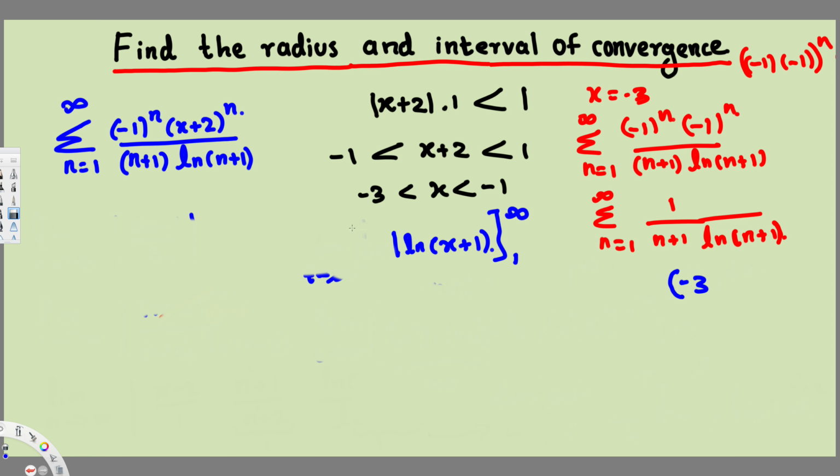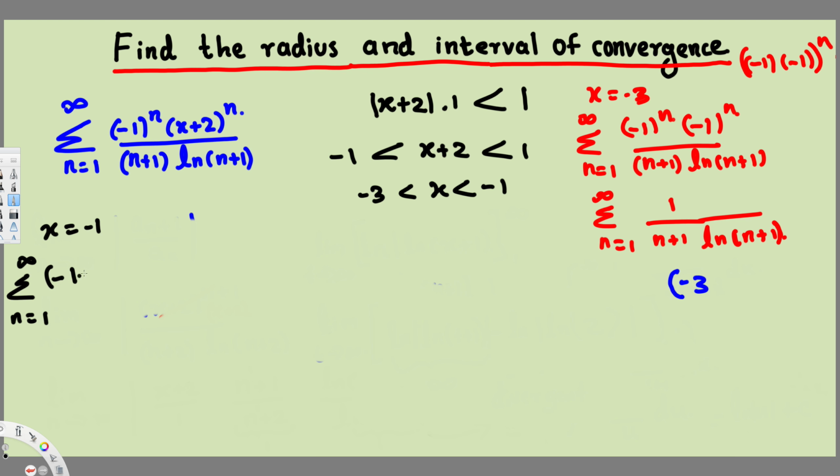Okay, now let's apply this -1. So x is equal to -1, and if you apply this one, we know that this is 1 to the power n. So this one is going to be just 1, and this is going to remain. So we are going to have the sum from n equals 1 to infinity of -1 to the power n over (n plus 1) times ln(n plus 1). So this is an alternating series, right? Because we have -1 to the power n.